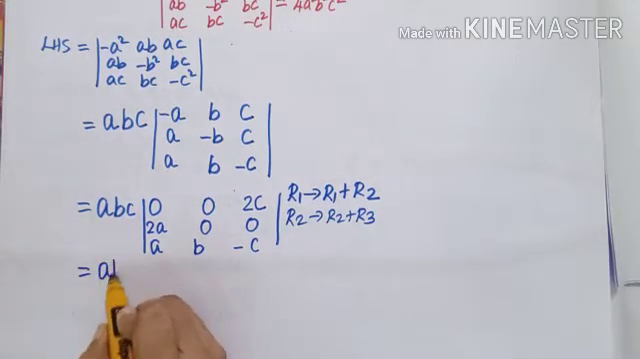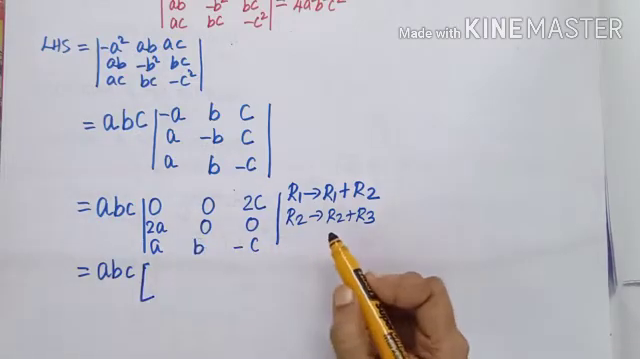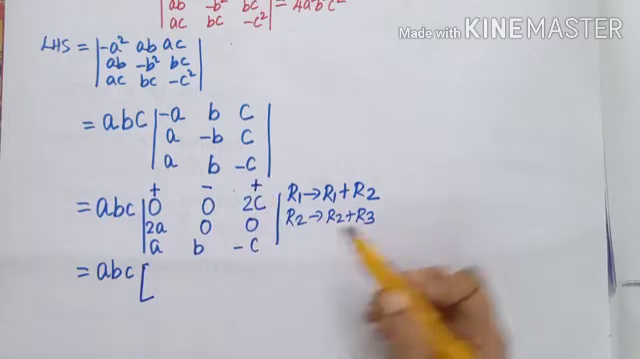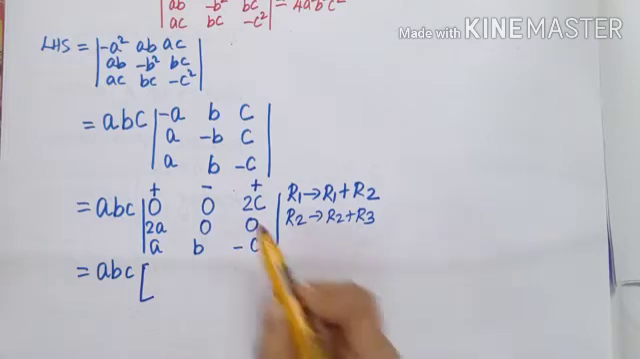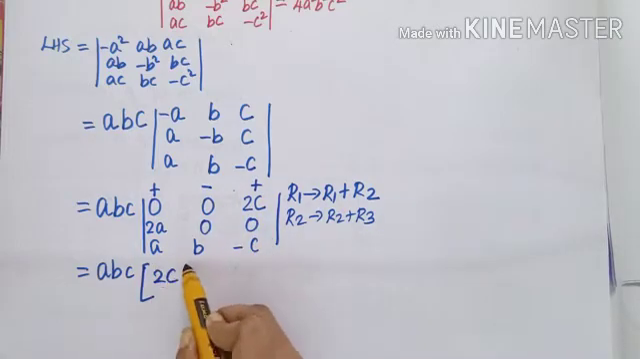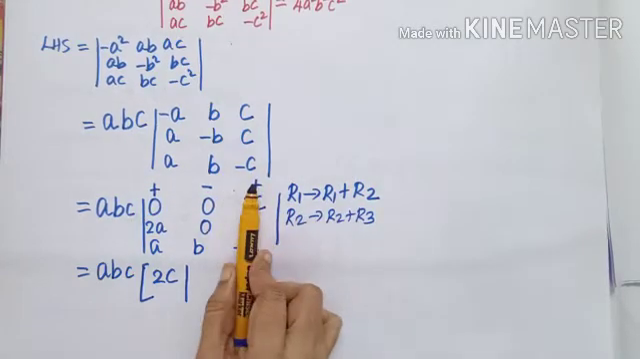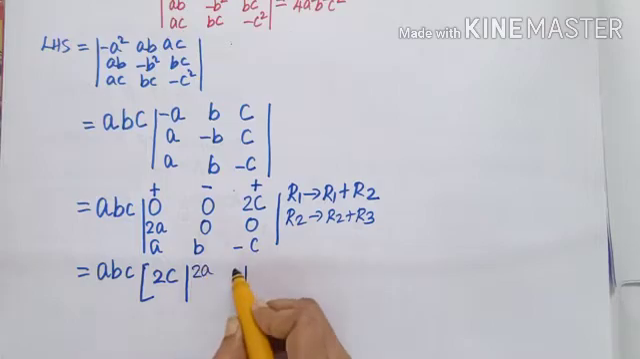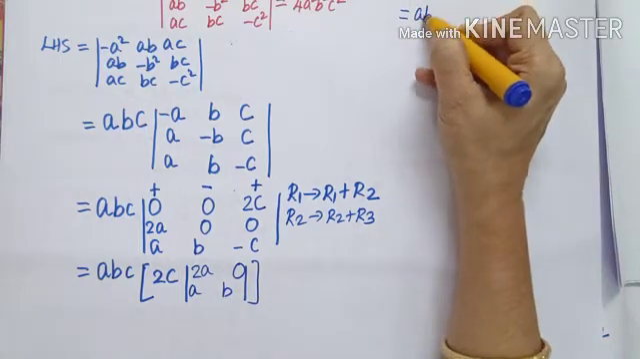We have A, B, C out. Remember how to expand the determinant. Plus, minus, plus. 0 into anything 0. 0 into anything 0. So forget it. Only 2C left out. If I take 2C, hide the row, hide the column. What is left out? 2A, 0, A, B. Find out the answer. This is equals A, B, C.